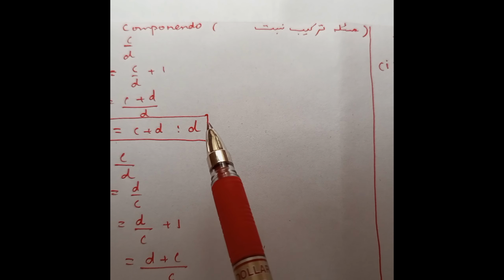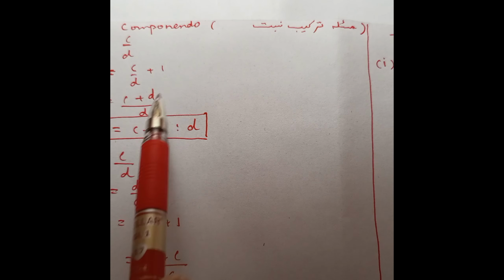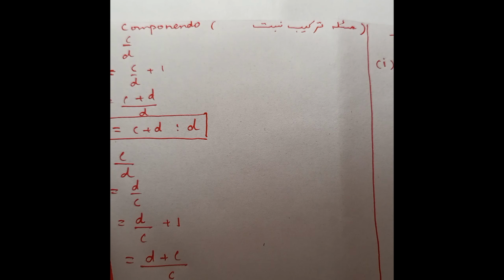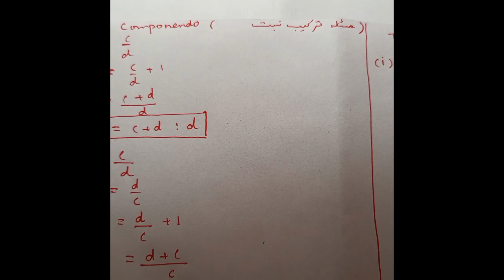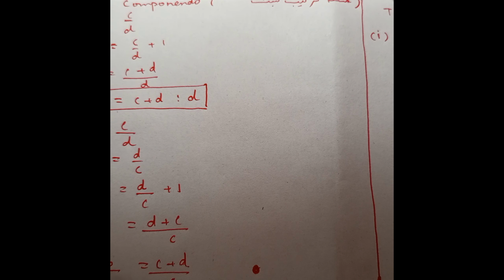So let us go to the other case, because there are two cases of componendo and two cases of dividendo, and we are going to discuss all of them. So again, A by B is equal to C by D. Taking the reciprocal of both sides, B by A is equal to D by C. Adding 1 to both sides and taking LCM, we get B plus A divided by A is equal to D plus C divided by C. And then taking reciprocal, we finally come to A plus B divided by A is equal to C plus D divided by C. This was our correct answer.